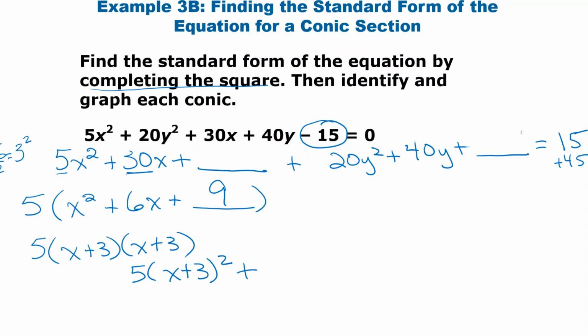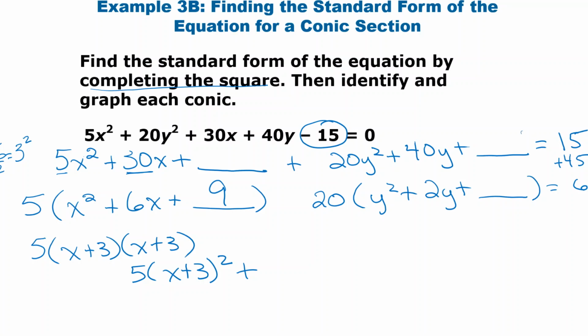All right, now we're going to do the same thing for the y's. Again, I have a 20 here, and I really would like that to be 1, and I see that I can actually factor a 20 out. So that's going to leave me y squared plus 2y plus something. All right, and now it's actually equaling 60. So let's see what that something is.